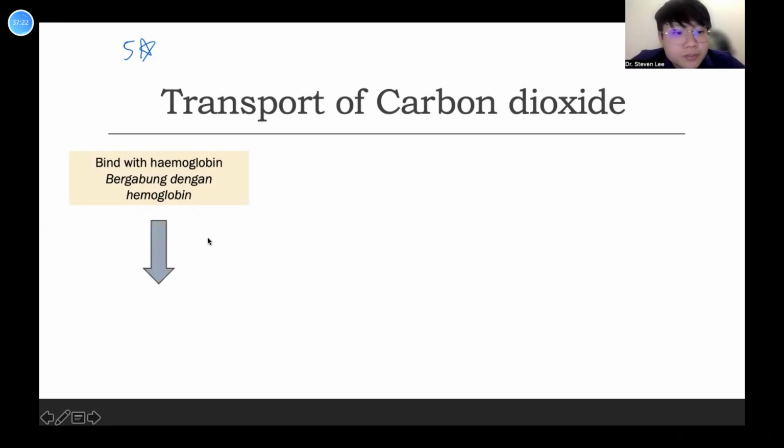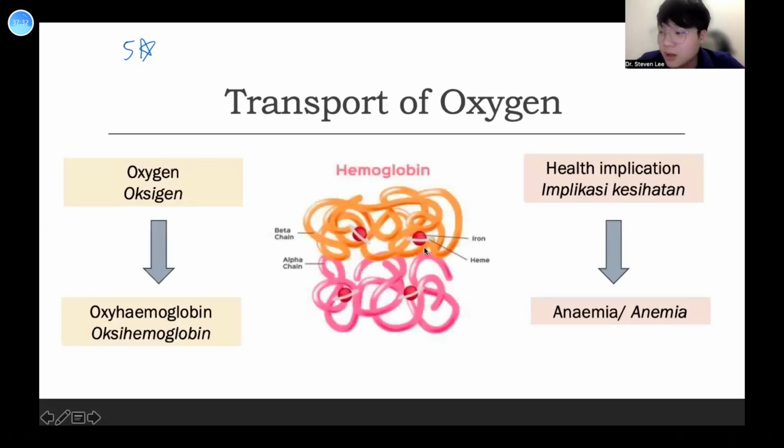Okay, so if they really do, they form something called carbaminohemoglobin. A lot of students find it difficult to understand why it is called carbaminohemoglobin. The reason is, if you look back at a hemoglobin molecule, just now I told you the oxygen binds to which part of the hemoglobin? Oxygen binds to the iron, right? So carbon dioxide, if they really want to bind, they don't bind to the iron. They bind to the peptide, which is the beta and the alpha chain.